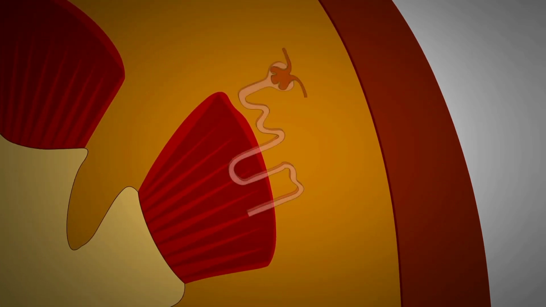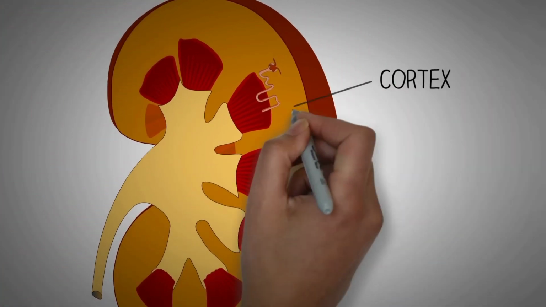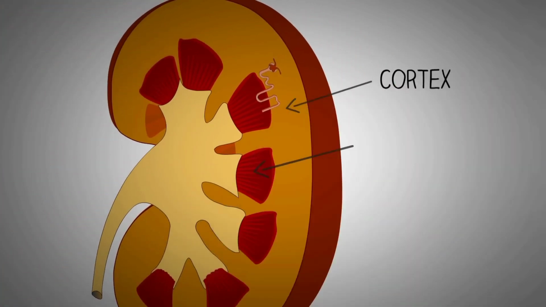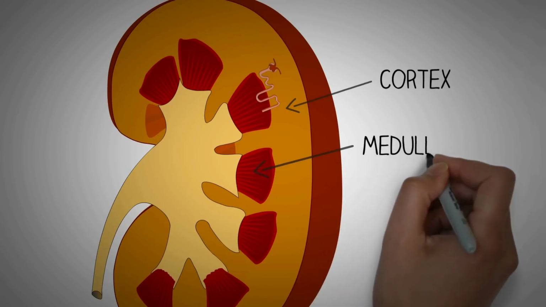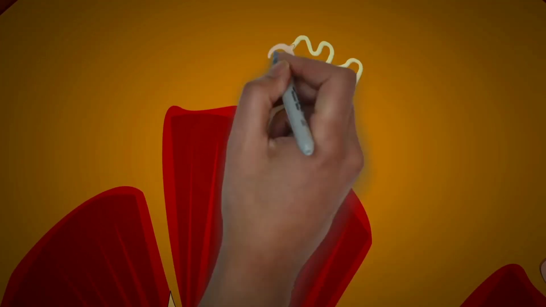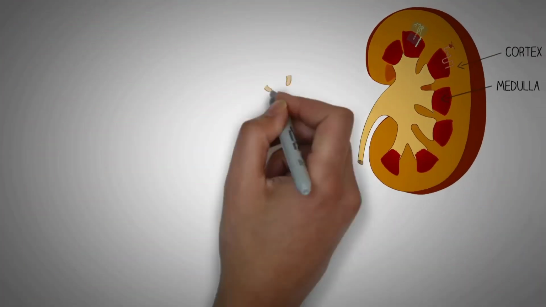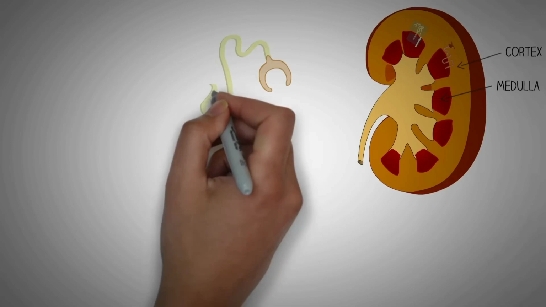Let's first start with the basic structure of a nephron. So nephrons are microscopic structures located in the kidney, and the kidney has two important gross regions, an outer cortex and an inner medulla. If you look at this nephron, you can see that a part of it is present in the cortex of the kidney and part of it is placed in the medulla. This is an important point to remember as it plays a significant role in the formation of urine that we will discuss later in this video.